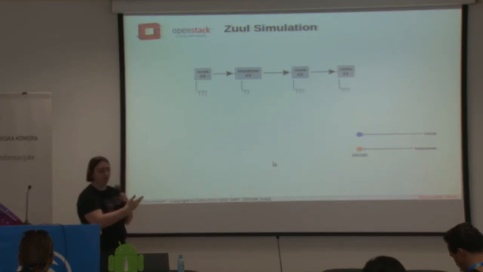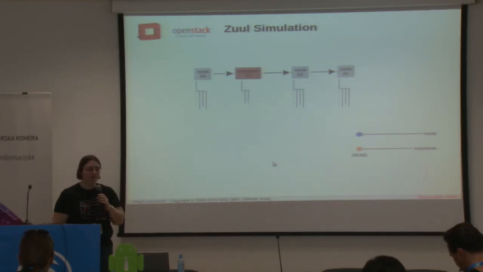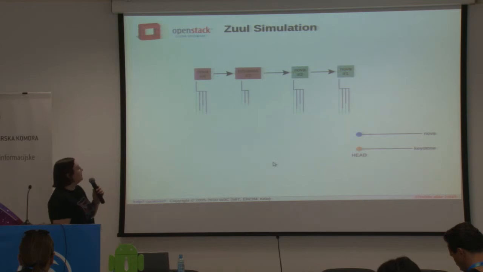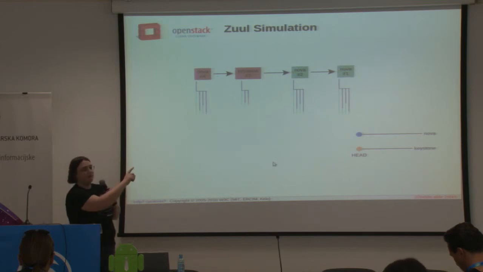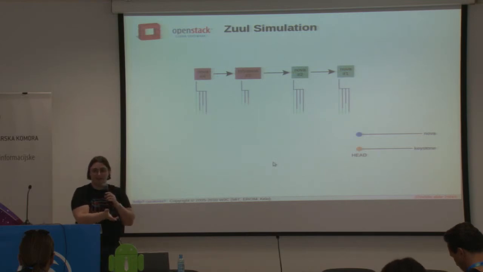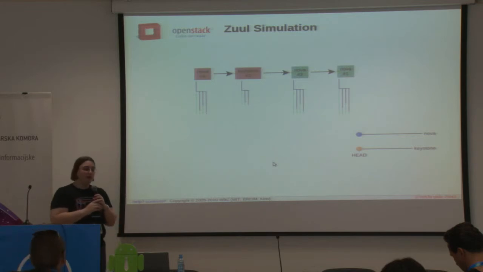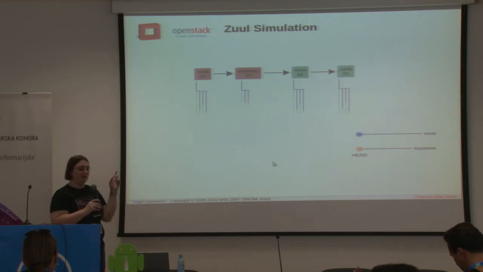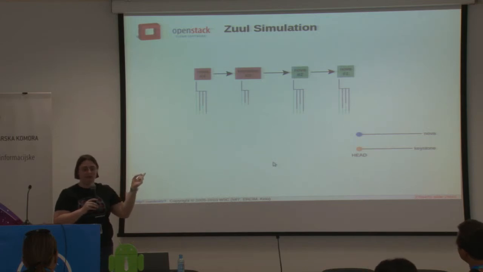So the changes will start going. All the tests will start running. And we'll see some of these start turning green. The first 2 have started turning green. That means the tests are succeeding and things are good. In this example, Keystone had a problem. So everything behind it in the queue, which means that other Nova change, is starting to fail.